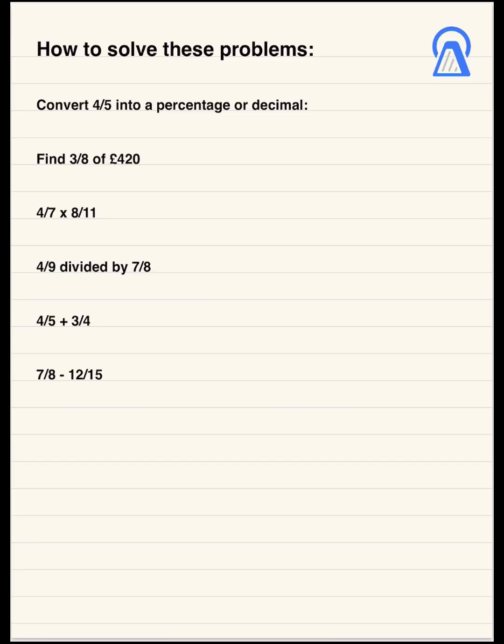So this video is going to introduce to you a few common fraction calculations. So we've got converting fractions into percentages or decimals. We have got finding fractions of an amount. We've also got the simple arithmetic functions, so multiplying, dividing, adding and subtracting functions. So let's have a look at each of these examples.